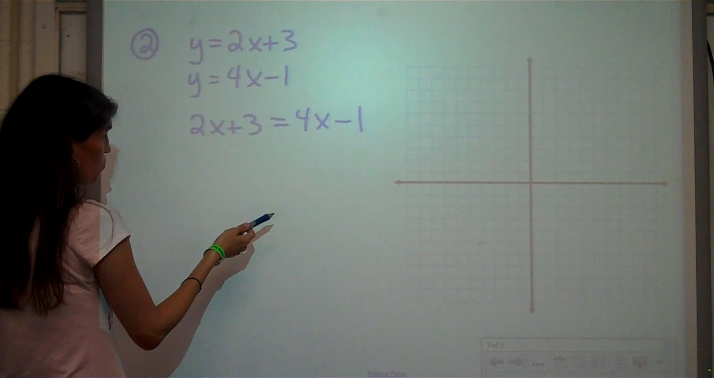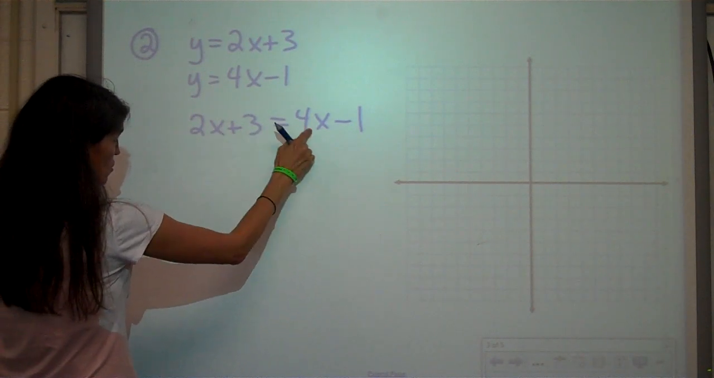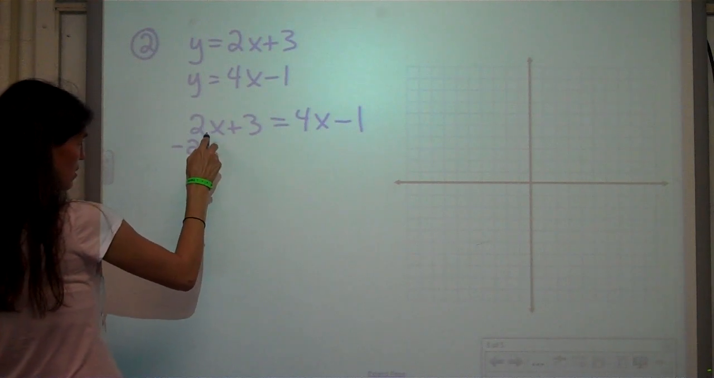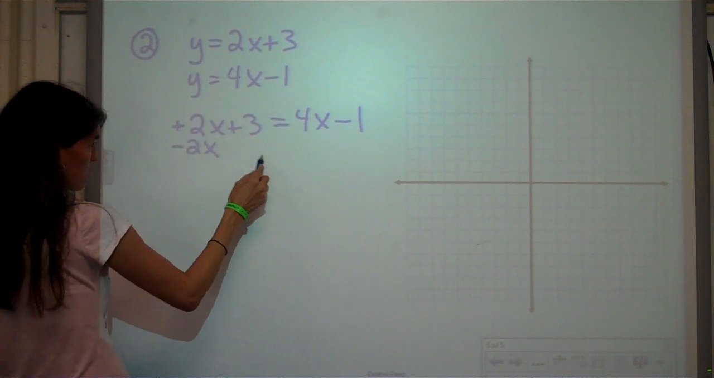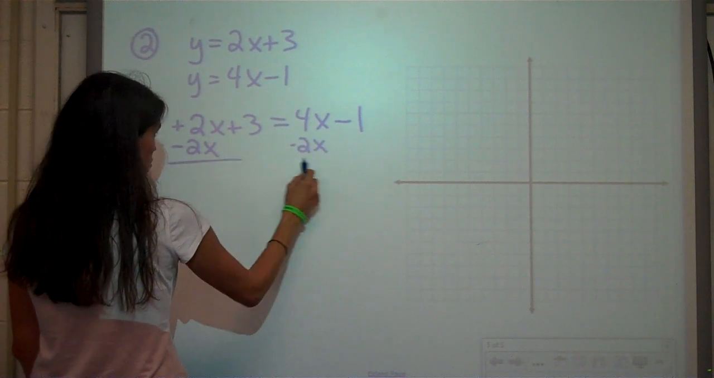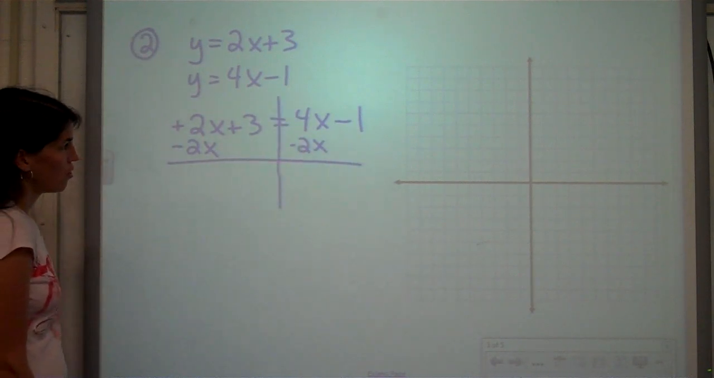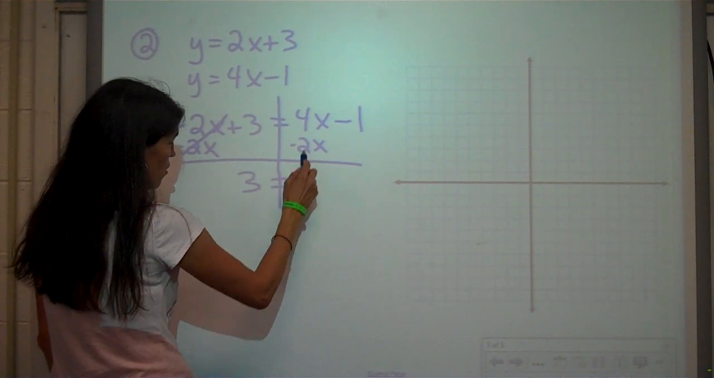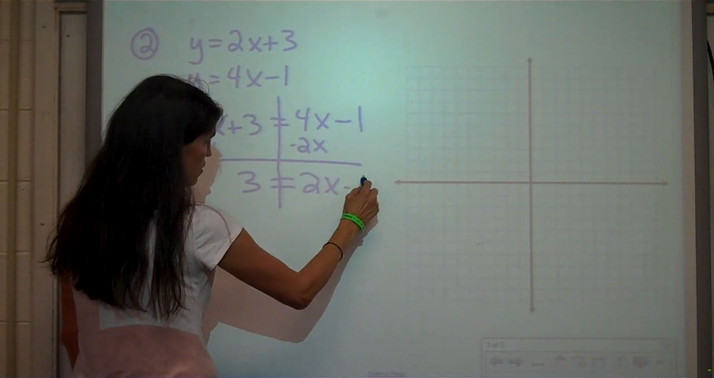If I was doing this one, there's variables on both sides, so I'm going to subtract. I usually subtract the smaller number. This is a positive 2x. So to undo it, I'm going to subtract a 2x. If I subtract a 2x from this side, I have to subtract a 2x here's your wall. Subtract the 2x from that side. Anything minus itself is 0. 4x minus 2x is 2x.